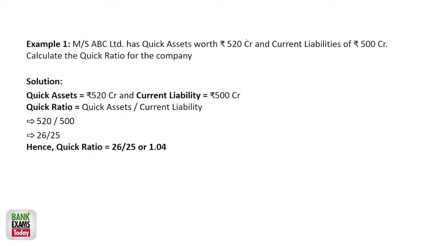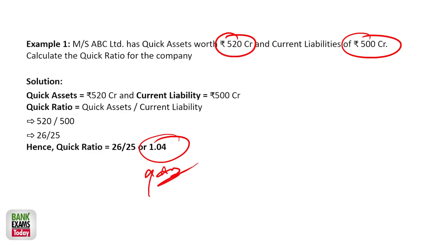Messrs. ABC has quick assets worth 520 crores and current liabilities of 500 crores. The quick ratio is 520 divided by 500. It is 1.04, and that's the correct answer.